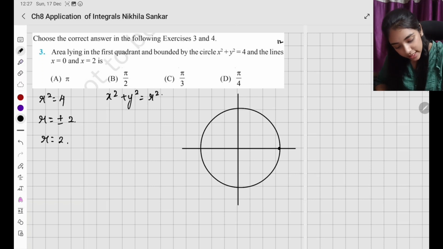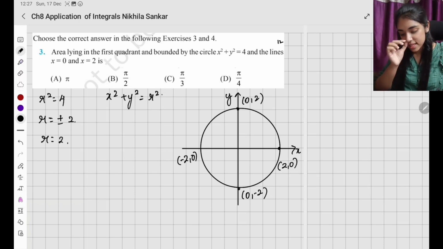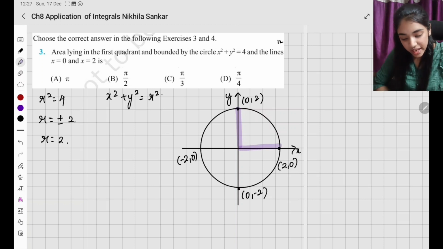So, இப்போ 2 na இந்த இடத்துல என்ன point இருக்க போகுது? It is going to be 2, 0. So, 2, 0, minus 2, 0, இங்கேயும் 0, 2 and here it is going to be 0, minus 2. So, this is my x-axis and this is my y-axis. And so area lying in the first quadrant கேக்குறாங்க. So இந்த particular quadrant தான் நம்ம பார்க்கணும். So you have to look at this particular quadrant and inside the circle.